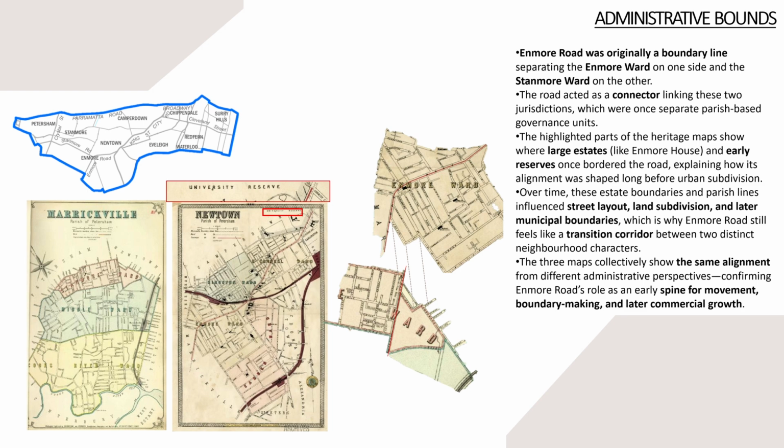Slide 3, Administrative bounds. Historically, Enmore Road acted as a boundary line separating Enmore Ward from Stanmore Ward. The road functioned as both a connector and a divider between parish jurisdictions. Heritage maps show the alignment shaped by old estate edges and early reserves. As subdivision increased, these parish lines influenced the street grid, lot structures, and municipal boundaries. This is why Enmore Road still feels like a transition corridor between 2 distinct neighborhood characters, one denser and more commercial, the other more residential and leafier.